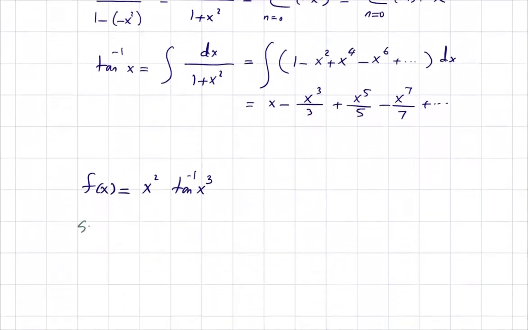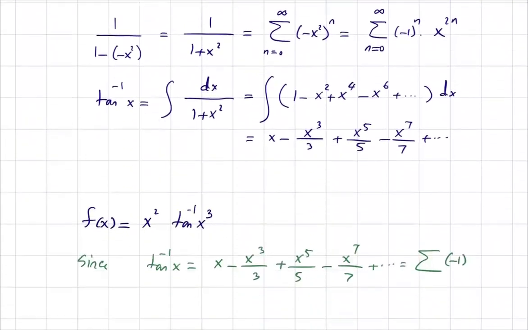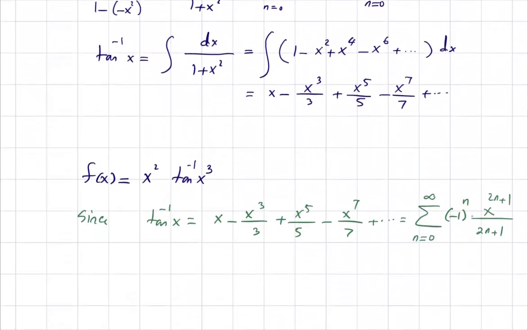Since inverse tangent of x is equal to x minus x cubed divided by 3 plus x to the 5th divided by 5 minus x to 7 divided by 7 plus the rest of the terms, or in the compact form, we have -1 raised to power n, x to power 2n plus 1 divided by 2n plus 1, and start from 0 to infinity. Now, wherever I see x, I'm going to use x cubed, right? So wherever you see x, you're going to use x to the 3rd, this guy here.